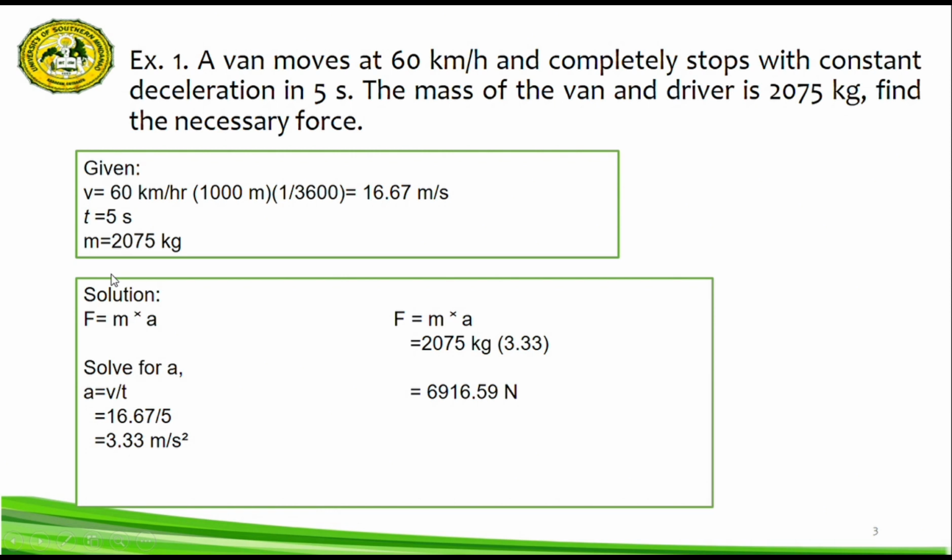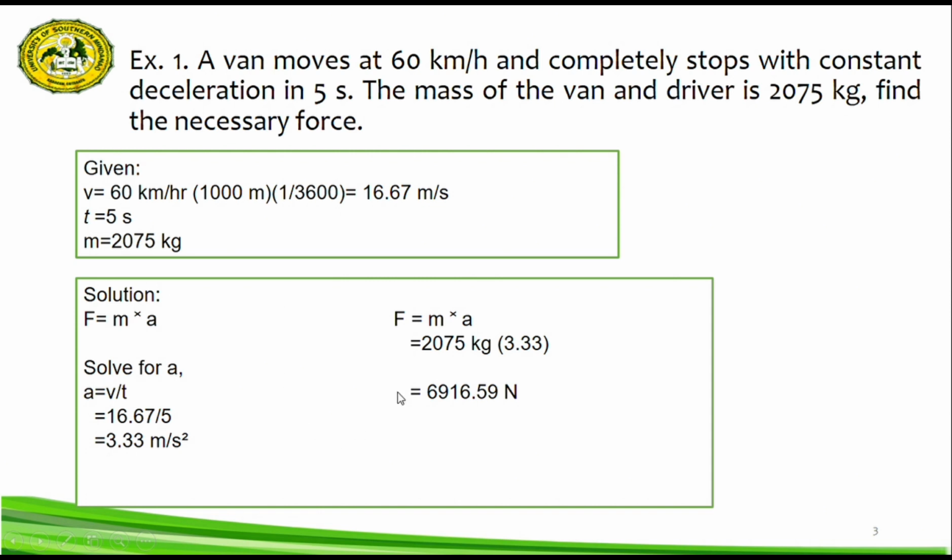So, solution. In order to find the necessary force, we have the equation mass times acceleration. We already have the mass, which is 2075 kg, but the acceleration is unknown. So first we have to solve for acceleration. We have this equation, which is the velocity over time. We already have the velocity, which is 16.67 meter per second, divided by 5, which is our time. So we get 3.33 meter per second squared.